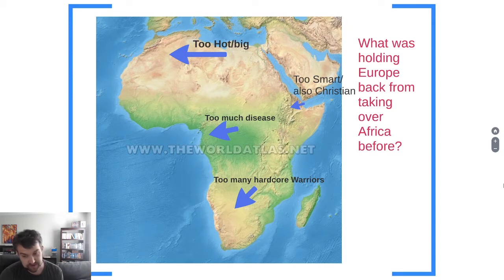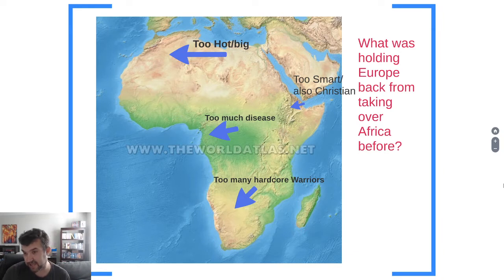And the southern part of Africa had a lot of really hardcore warrior societies. There were definitely accounts of ships sailing around southern Africa. They would try to trade with people there, and they wouldn't have any trading. They would just get out their spears and fight back against anybody who came to that part of Africa. So these were the 3 things that were really holding Europeans back for so long.